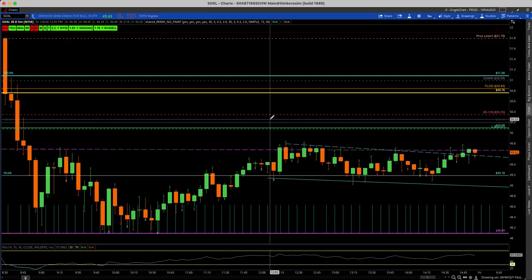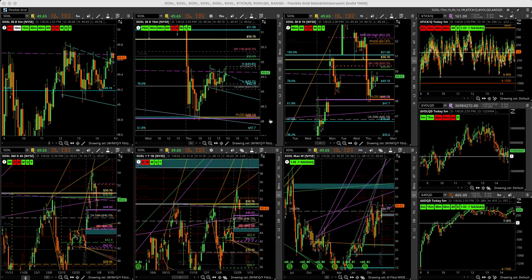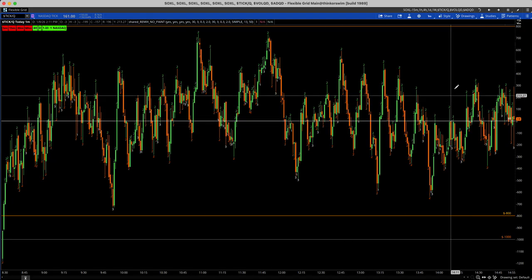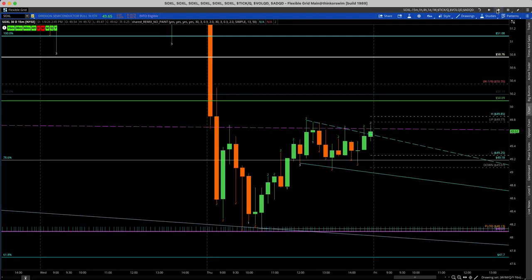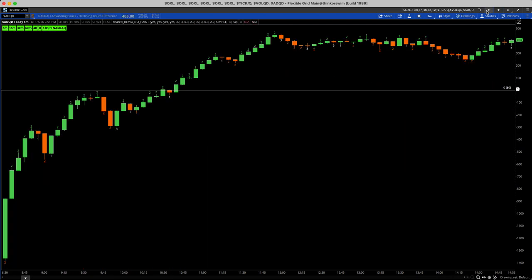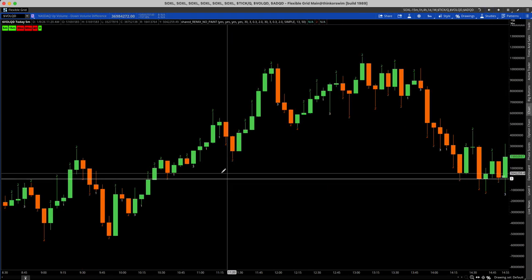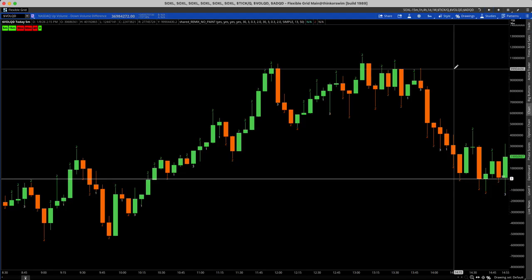If we take a look at the internals, where's my internals? Let's maximize this, right? The tick, even in the afternoon, was just sitting around the zero line. There we go. Vol QD, same thing, just basically sitting at the zero line.